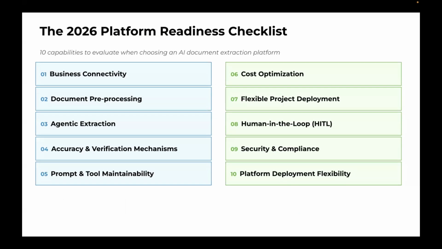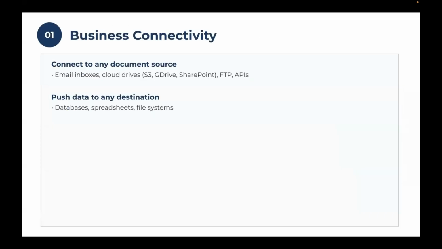These are 10 capabilities that you could use to evaluate when choosing an AI document platform. Firstly, we have business connectivity, and that is what we'll be starting with. So the first thing to check is connectivity. Your document extraction platform has to fit into your existing ecosystem without friction, which means it needs to connect with the sources from which you're going to get your documents.